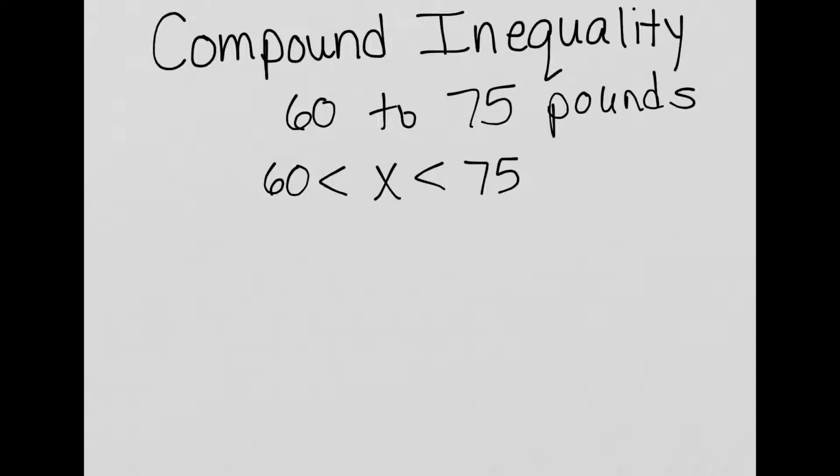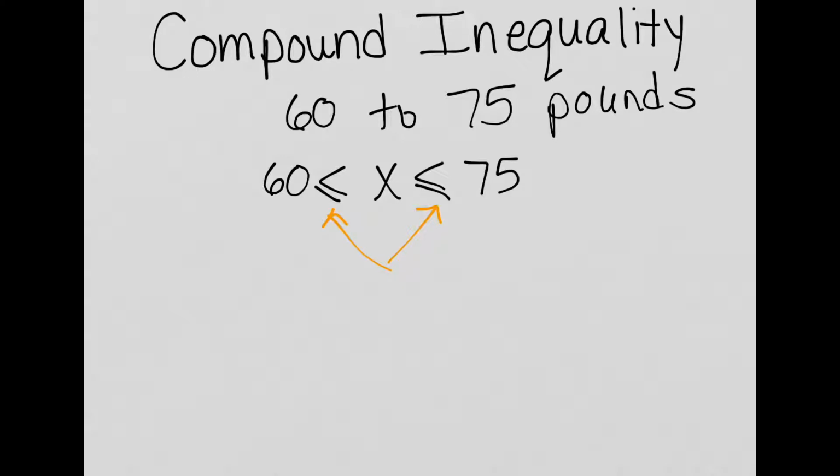Think about what this is telling you. At the same time, the weight has to be bigger than 60 and less than 75. That's what would be healthy. Could it equal 60? Yeah, it probably could. Could it equal 75? Yeah, that's probably still okay. But anything outside of that range is not going to be healthy. So a compound inequality is when we are using more than one inequality sign. That's one way to write it.